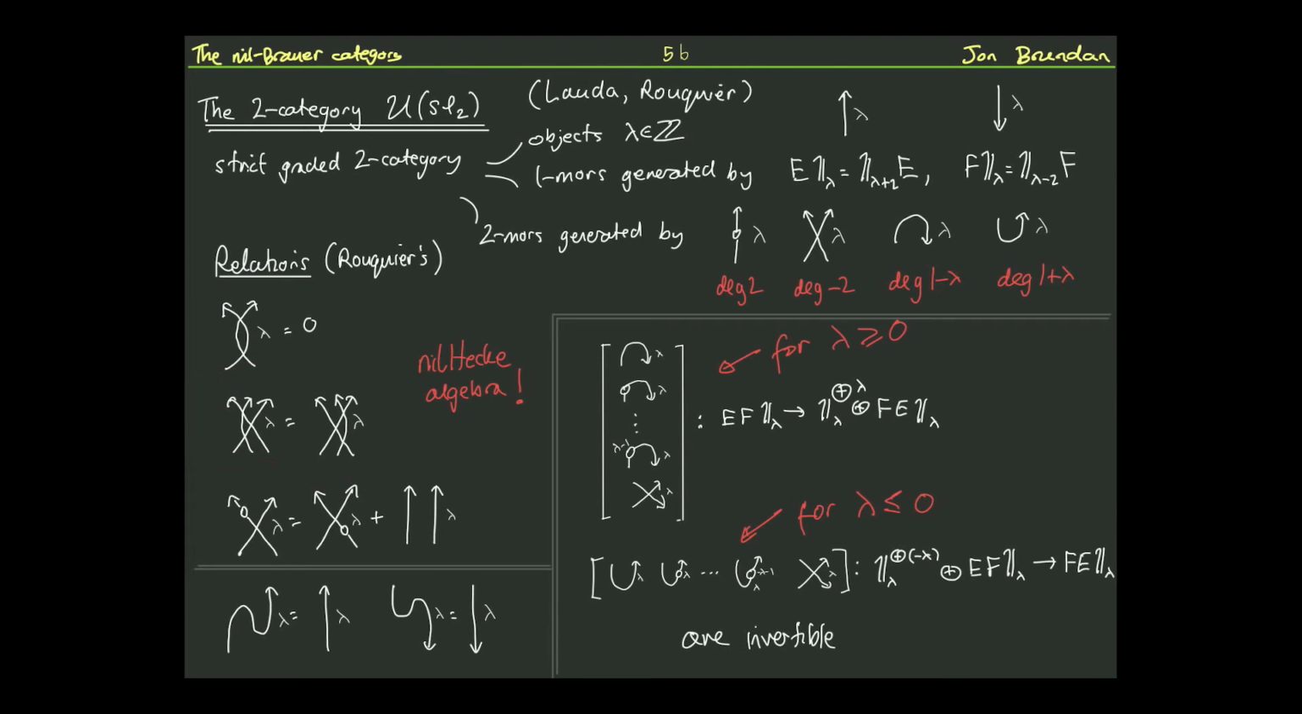Braid relation as usual, and then there's this relation of how to slide a dot past a crossing. As I say, these are basically the diagrammatic way of writing down relations of the nil-Hecke algebra.